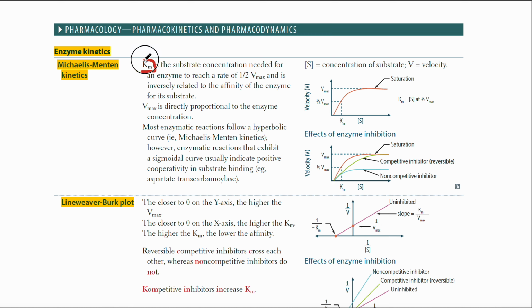Km, we have always heard about Km, right? So what actually is Km? Km is a constant. It is the substrate concentration needed for an enzyme to reach a rate of half of Vmax. What is Vmax? Vmax is actually the maximum reaction velocity.